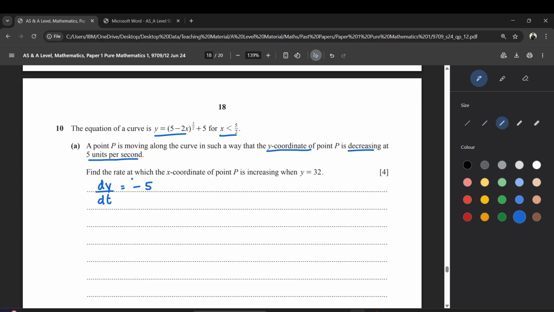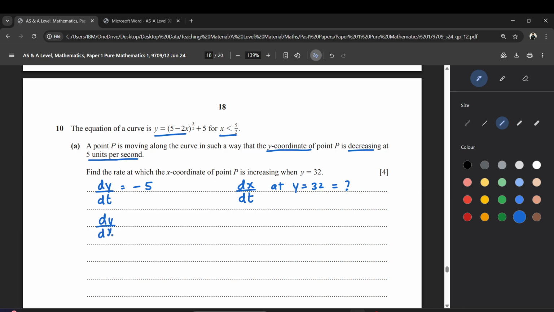Then it says find the rate at which the x coordinate of point P is increasing when y equals 32. So what you have to find is dx/dt at y equals 32. That is what we need to find out. So first of all, let us try to get the expression for dx/dt.